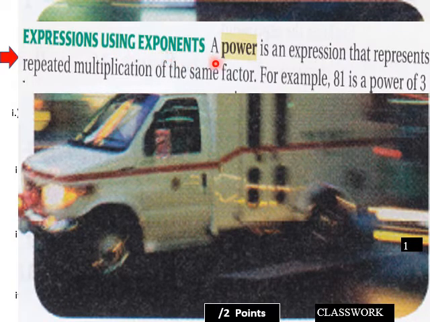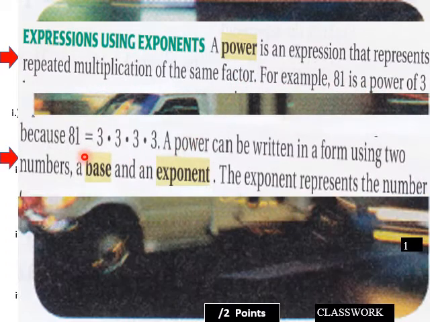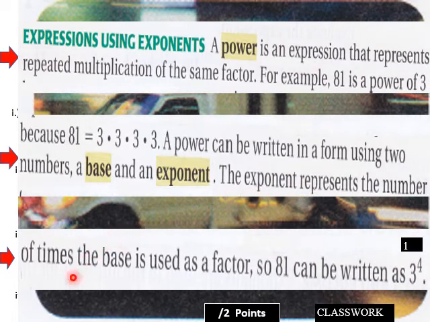Expressions using exponents. A power is an expression that represents repeated multiplication of the same factor. For example, 81 is a power of 3 because 81 equals 3 times 3 times 3 times 3. A power can be written in a form using two numbers, a base and an exponent. The exponent represents the number of times the base is used as a factor, so 81 can be written as 3 to the 4th power.